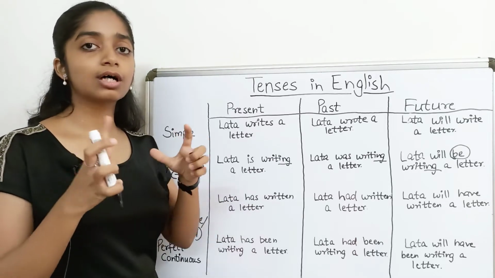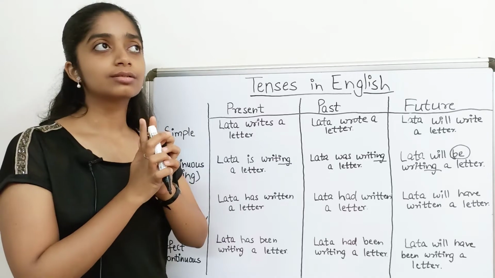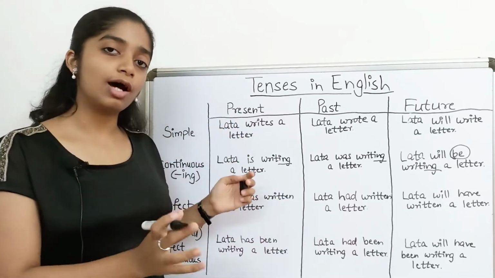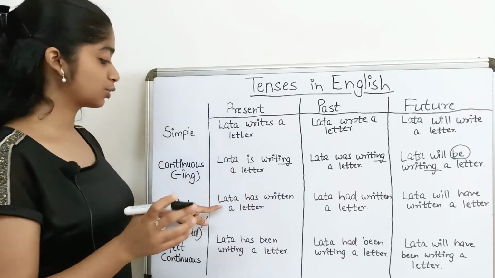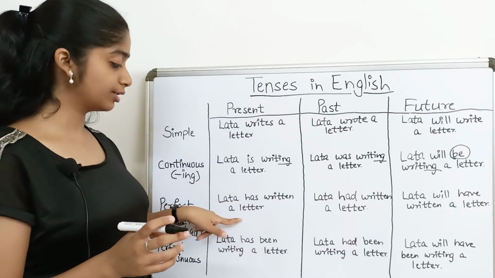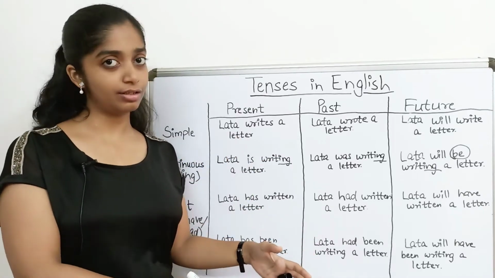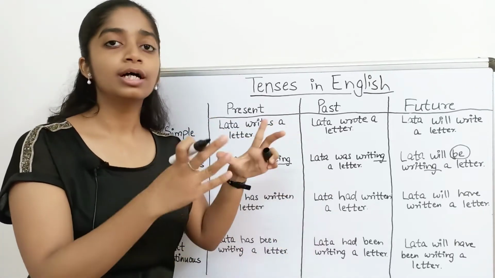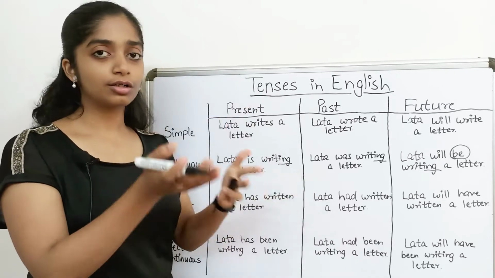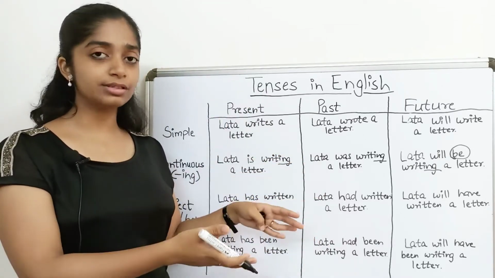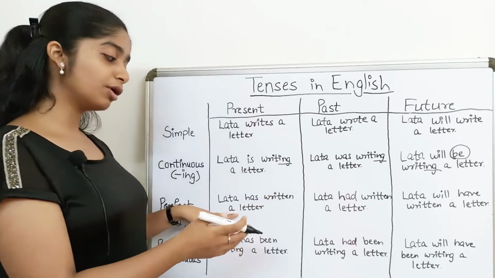And if it is a word like we or they, we will use have. So Lata has written a letter. This means she has completed writing a letter just now, maybe 10 minutes before. She has completed writing a letter 10 minutes ago, so we will use present perfect tense.